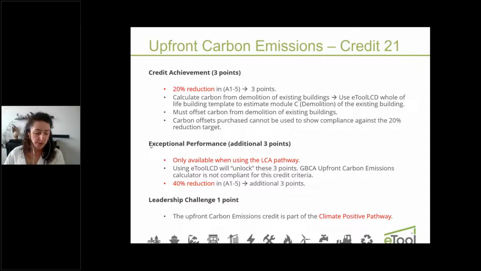If you wish that your project goes a step further and is able to reduce embodied upfront carbon more, then you can explore exceptional performance, which would give you an additional 3 points if you are able to achieve a 40% reduction in A1 to A5. An important note is also that these additional 3 points are only available if you're using the LCA pathway. So you will need to conduct an LCA and then extract the information for upfront carbon for A1 to A5 to unlock these credits.